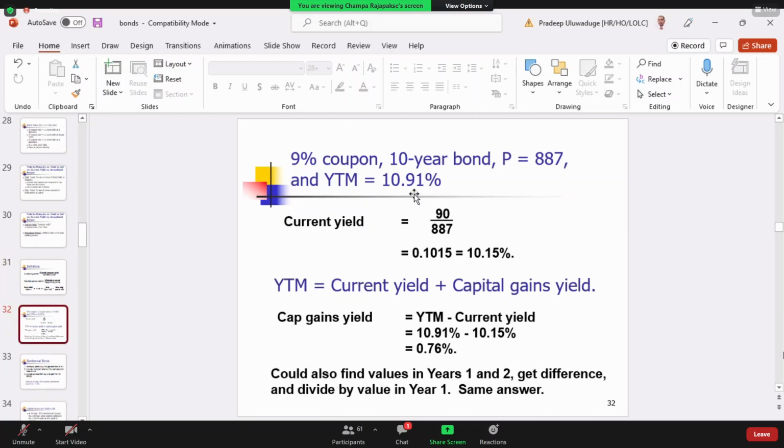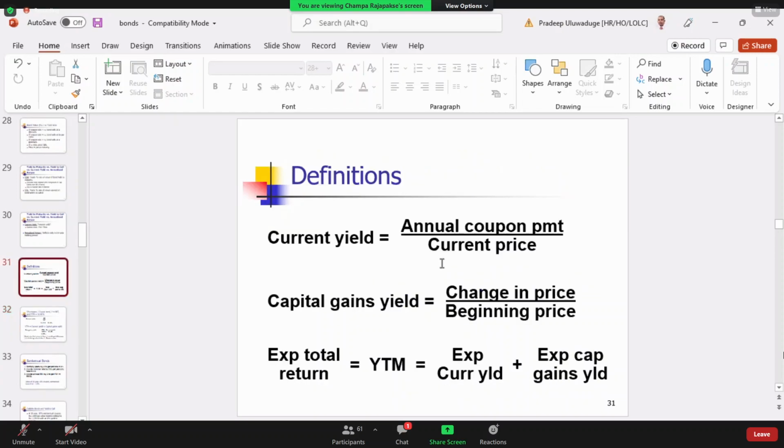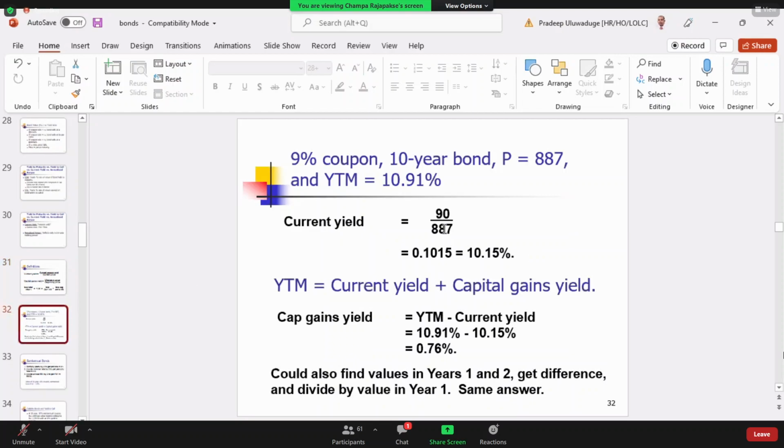Now, 9% coupon on a bond which sells at 1,000, the annual payment is 90 rupees. It's 90 rupees divided by the current price, which is 887. So, current yield equals 0.1015. Expressed as a percentage, it will be 10.15. The current yield is 10.15.